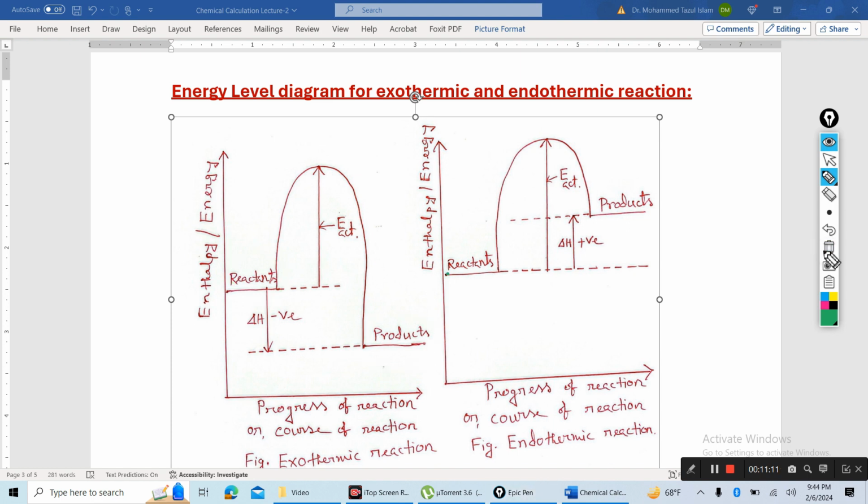And for endothermic reaction, you see product has more energy, reactant only has less. In endothermic reaction, product has more energy, reactant has less energy. I mean, if product is below, that will be exothermic reaction. If reactant is below, that will be an endothermic reaction. Clear to you? Now we will know what is activation energy.